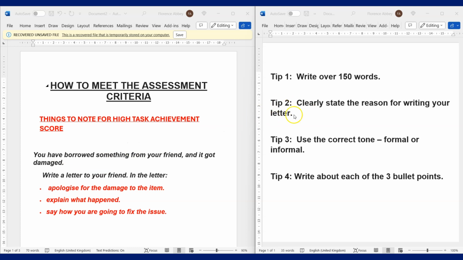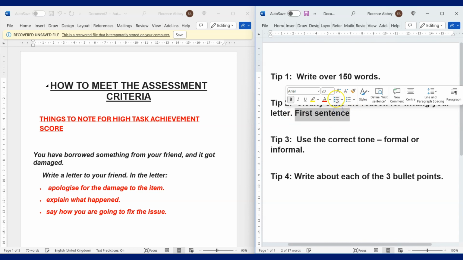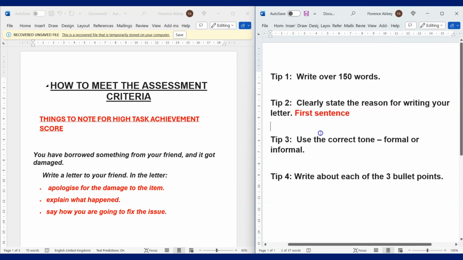So you need to clearly state the reason why you are writing the letter, and that should be the first sentence. Okay, the first sentence of your writing. It should be found in the first sentence of your writing. Okay, so after stating the reason is one of the important things.